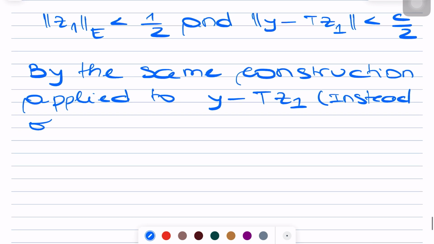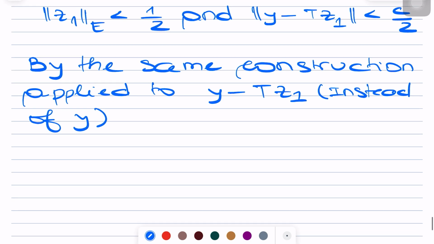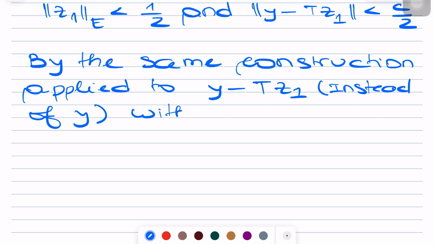Instead of y, you do the same thing, but instead of using y, you use y minus the image of your constructed point. So by the same construction applied to y minus t z1, with epsilon equal to c/4. So each time you actually halve the radius.